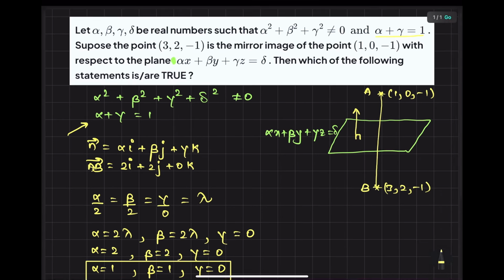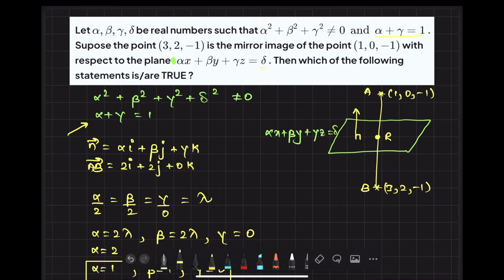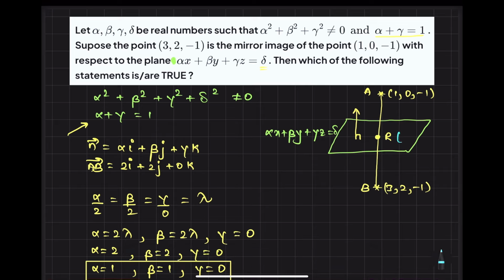Now still we need delta. So go this way. As you know that B is the image of A, can I say that the midpoint R will 100% lie on the plane? Correct? So find the midpoint R. So 3 plus 1, 4; 4 by 2 is 2. 2 plus 0, 2; 2 by 2 is 1. This plus this, minus 1. So this point will 100% lie on the plane.